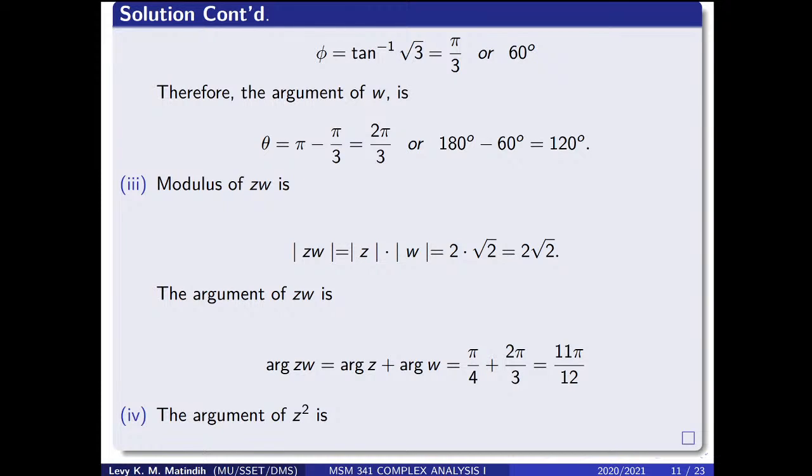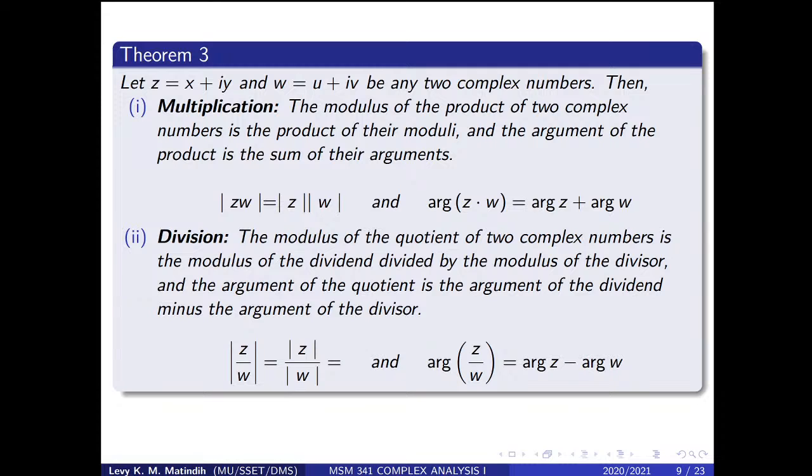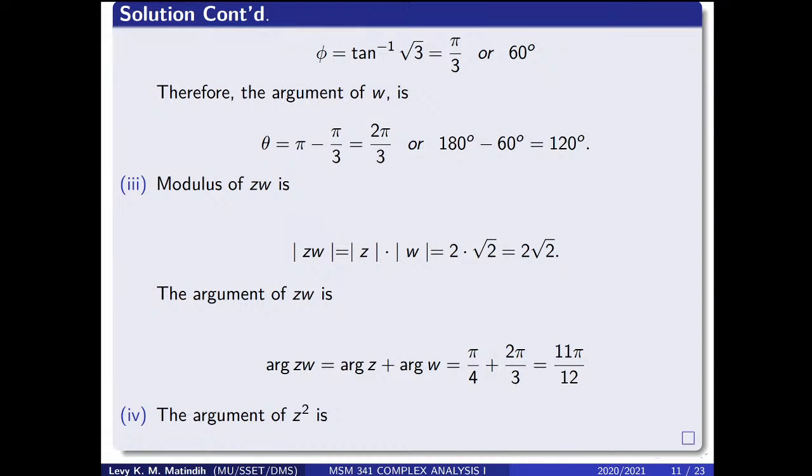Now, the modulus of zw. Let's find the modulus of their product. Using theorem number 3, we discover that the modulus of zw is equal to the modulus of z times the modulus of w. Remember, the modulus of z is the square root of 2 and the modulus of w is 2, which will give us 2 times the square root of 2.